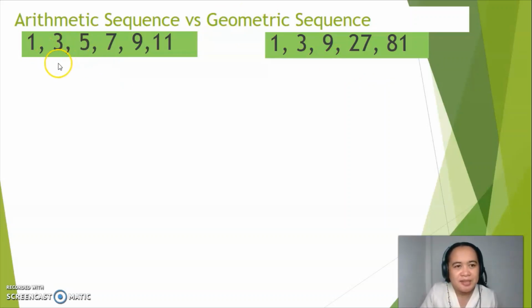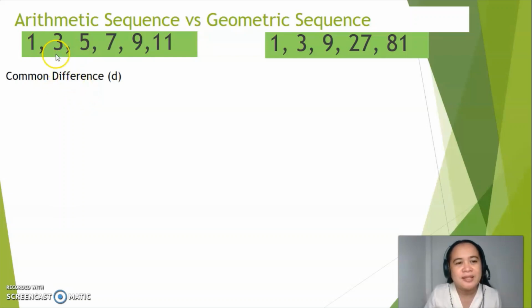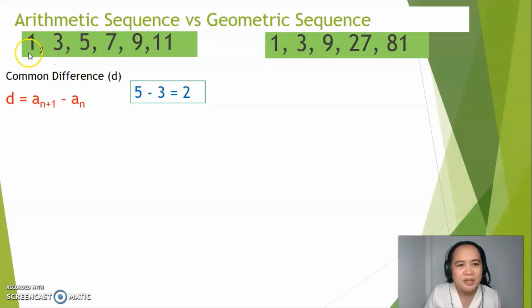An arithmetic sequence, so 1, 3, 5, 7, 9, and 11. For this, there is a common difference. And to solve for the common difference, simply subtract the previous term from the recent term. So that would be 5 minus 3, you will get 2. 9 minus 7, still it's 2. So in this arithmetic sequence, the common difference is 2. So 1 plus 2, you'll get 3. 3 plus 2 will get 5, 5 plus 2 will get 7, and so on. So that is an arithmetic sequence.